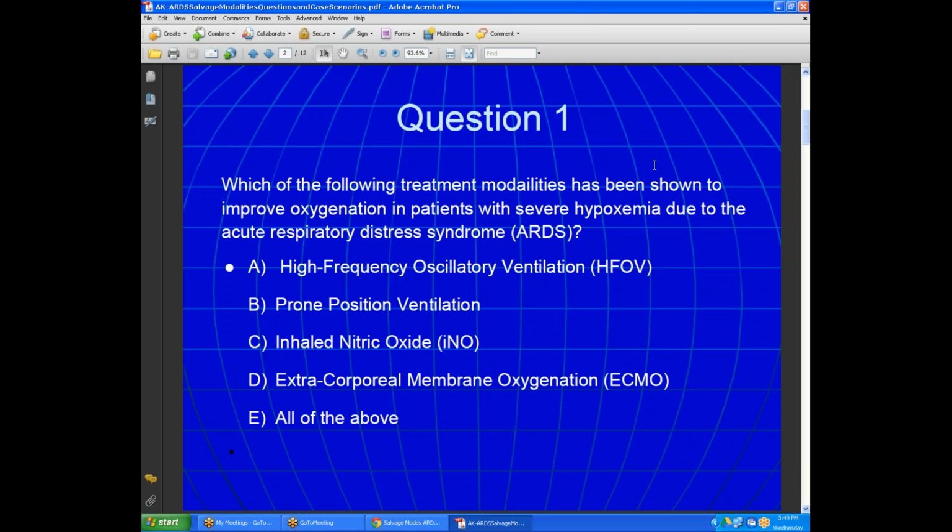They can help with patients with high pulmonary artery pressures, right? With right-sided heart failure, and patients with patent foramen ovales. They're useful in those as well. Same with inhaled nitric oxide, very similar.